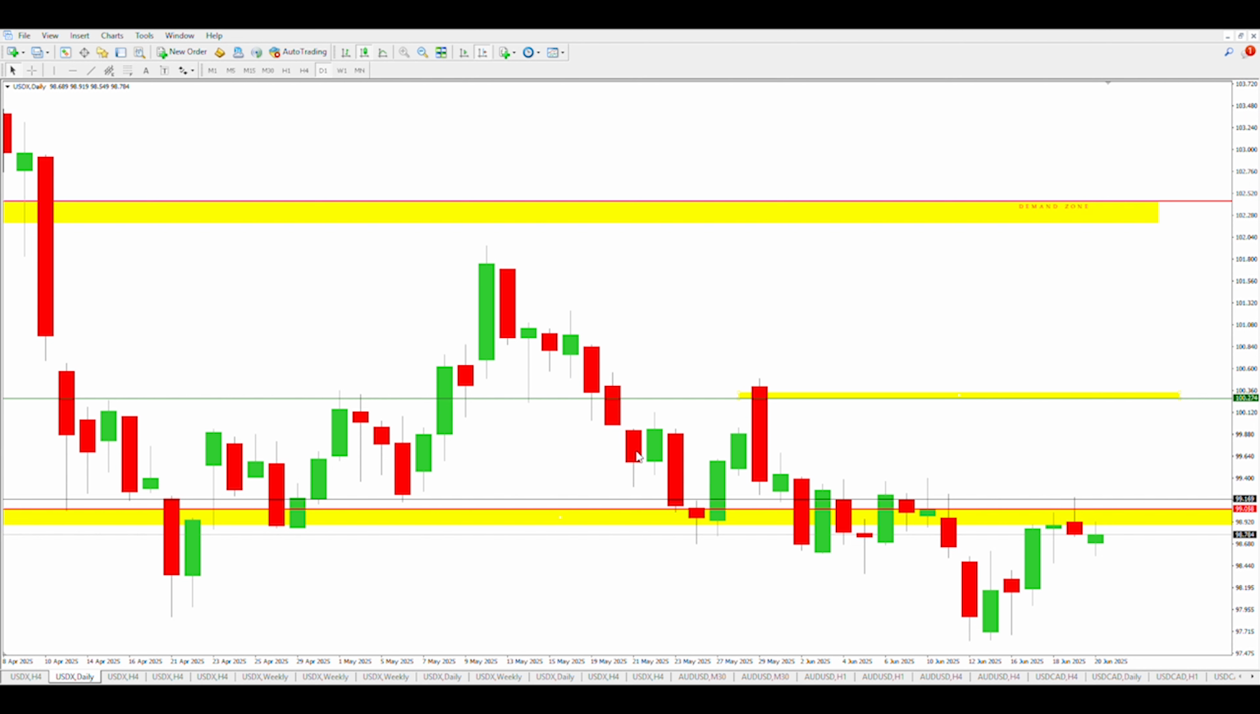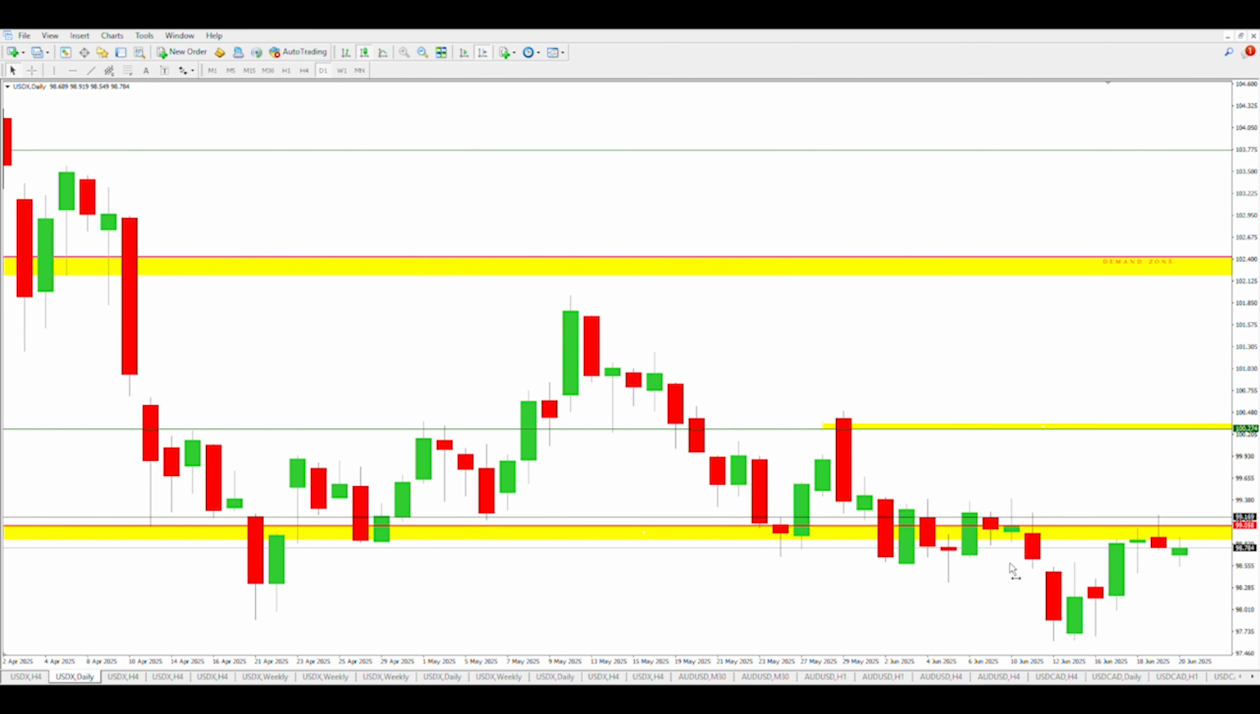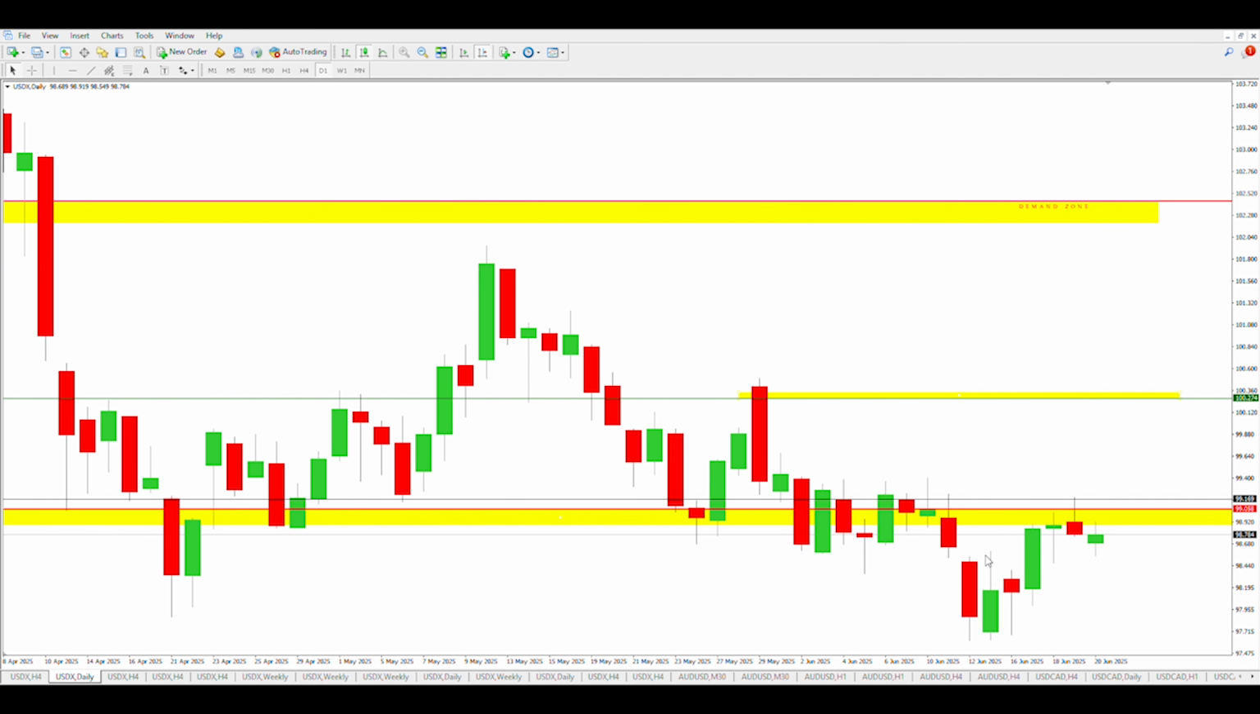This being the first analysis of this week, we want to check on the dollar index so that we can have a broader perspective of what's going to happen in the coming week and where we can position ourselves. So, without further ado, let me roll up my sleeves and get into the analysis.